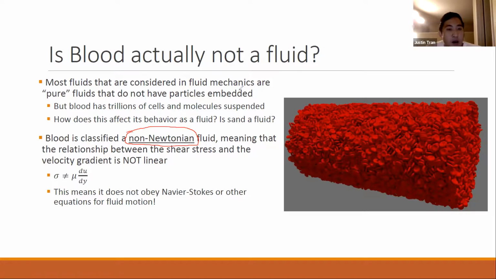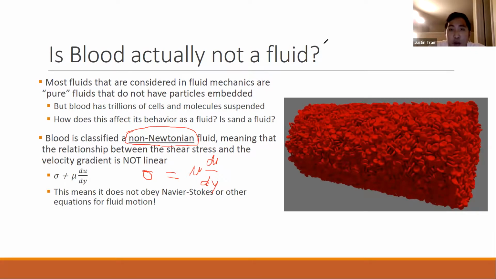What that means is that the relationship between shear stress and the velocity gradient is not linear. For most fluids, the shear stress inside the fluid is equal to the viscosity times the derivative of velocity. That's true for most fluids, but there are also non-Newtonian fluids where this relationship does not hold. The more popular example people have seen is oobleck. If you've ever seen a mixture of cornstarch and water, and people punch it and break their hands because it becomes really hard, oobleck is an example of a non-Newtonian fluid.